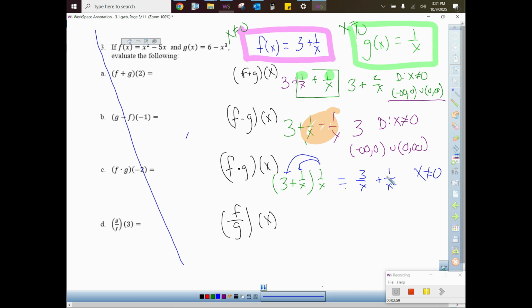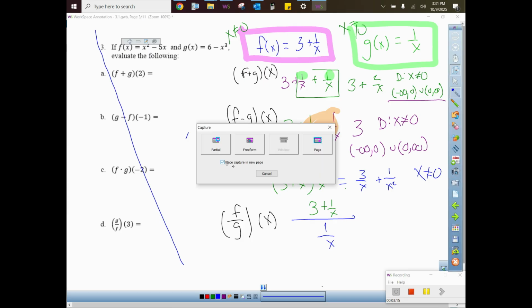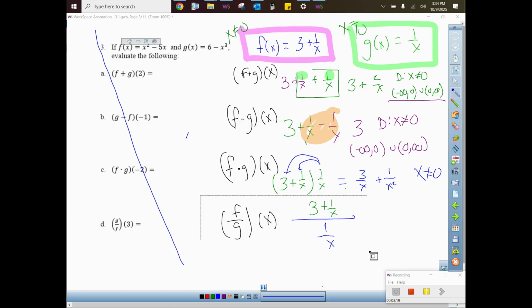And then when we divide them from each other, it'll be like this. So f's got to be upstairs, 3 plus 1 over x. And then he's going to be divided by 1 over x, but this is bad. We can't have this. You can't have a fraction inside of another fraction. So let me put this in a new window and show you what we'll end up doing here.